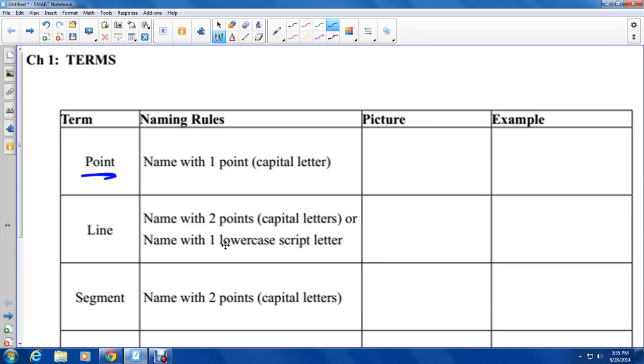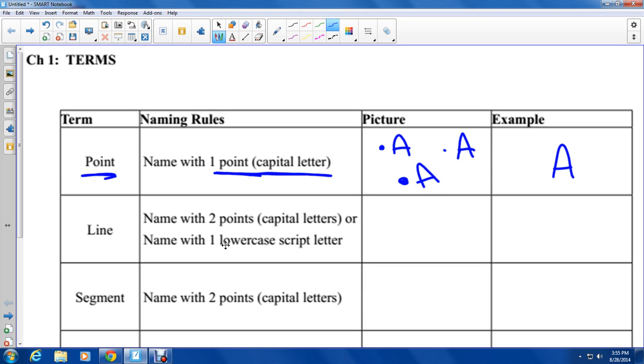That's our term. We're going to name that guy with one capital letter. So if I make that little point smaller, or make that point bigger, it doesn't matter. Hopefully you remember that a point, a line, and a segment have no size to them, okay? If I'm naming that point, I'm just going to name it capital A. Nothing else. No points, nothing around it.